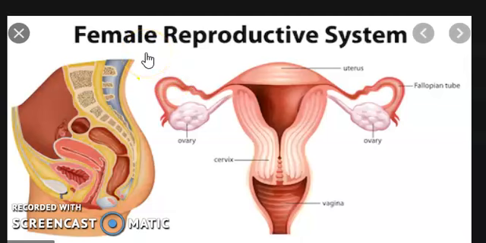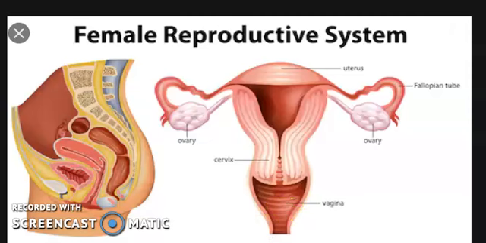Today I am going to explain the female reproductive system. The female reproductive system consists of a pair of ovaries, a pair of fallopian tubes, also called oviducts, a single uterus, a single vagina, and external genitalia.